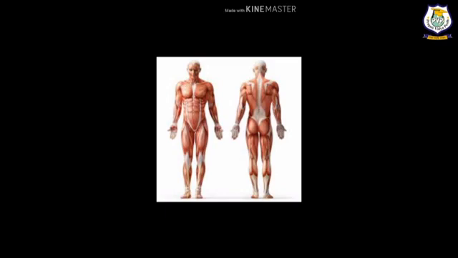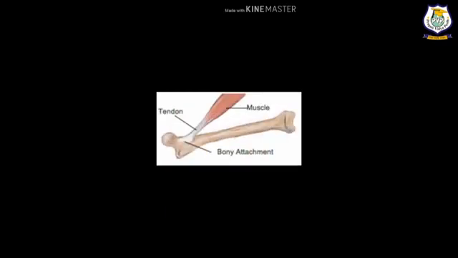There are more than 600 different muscles in the human body. Mostly, muscles are attached to bones with strong fibers, which are called tendons. What are tendons? Tendons are the strong fibers by which muscles are attached to the bones. The tendons help the muscles in moving the bones.